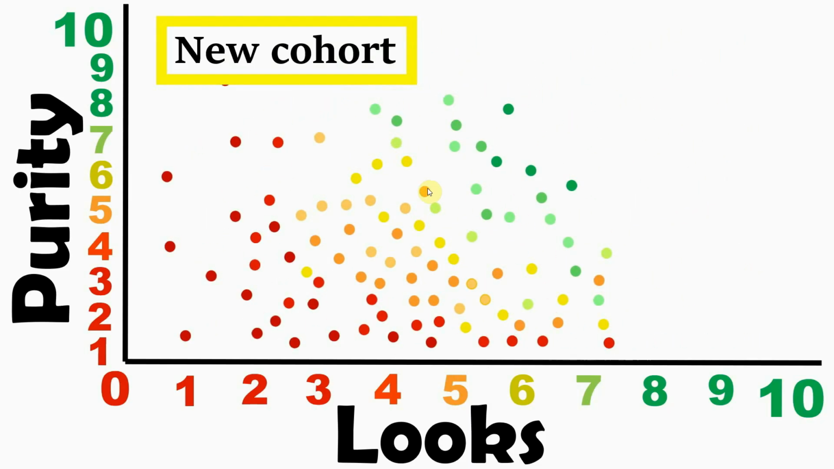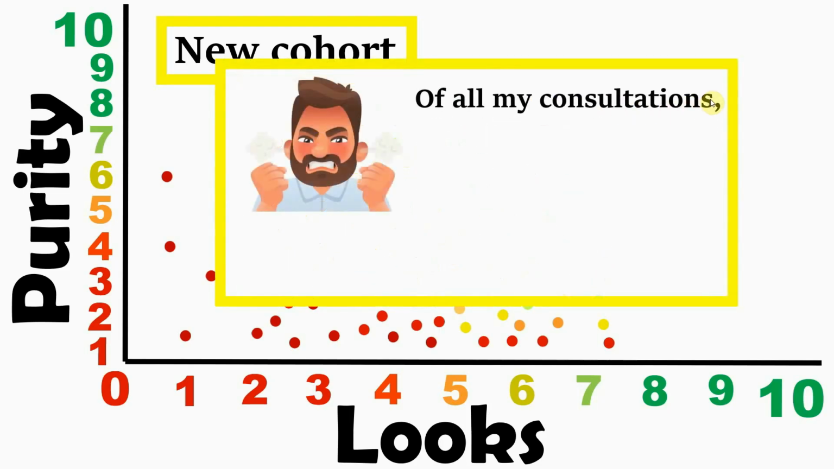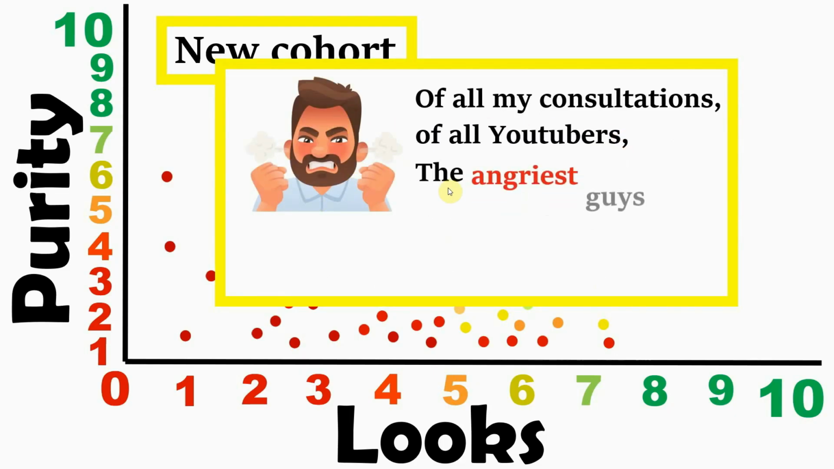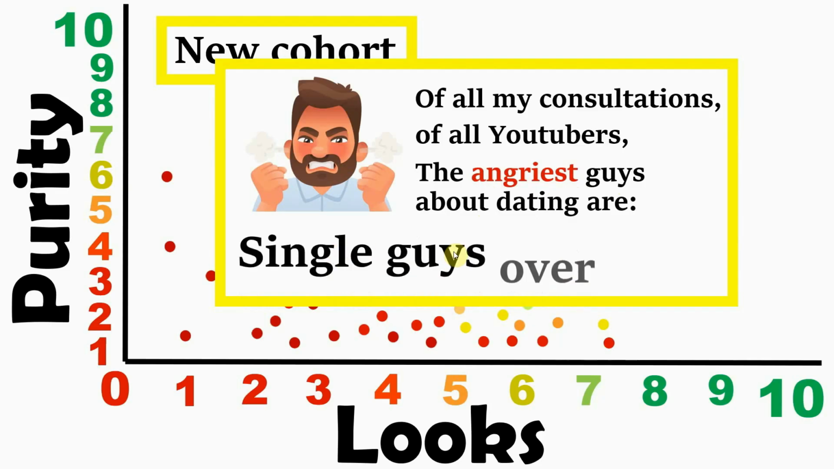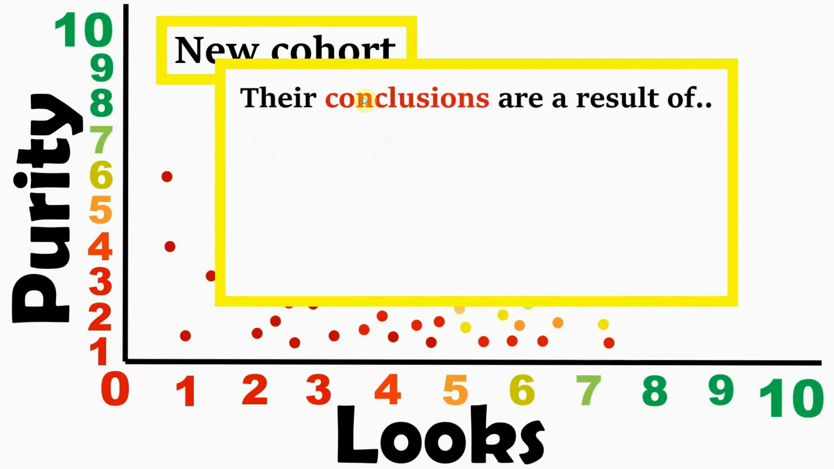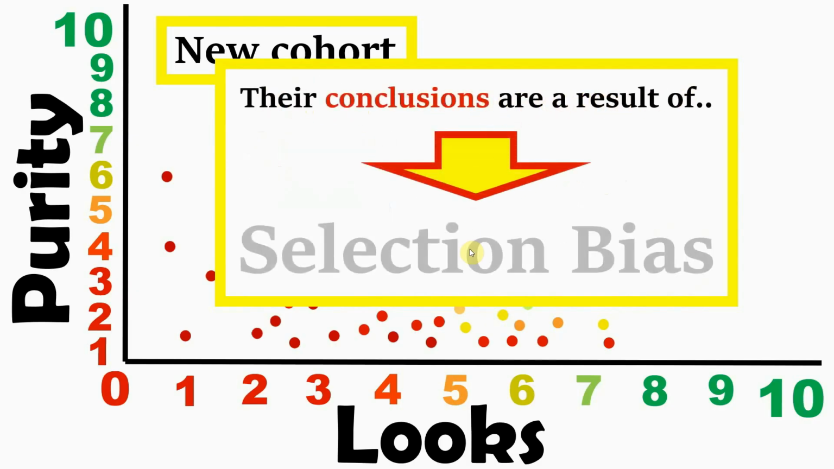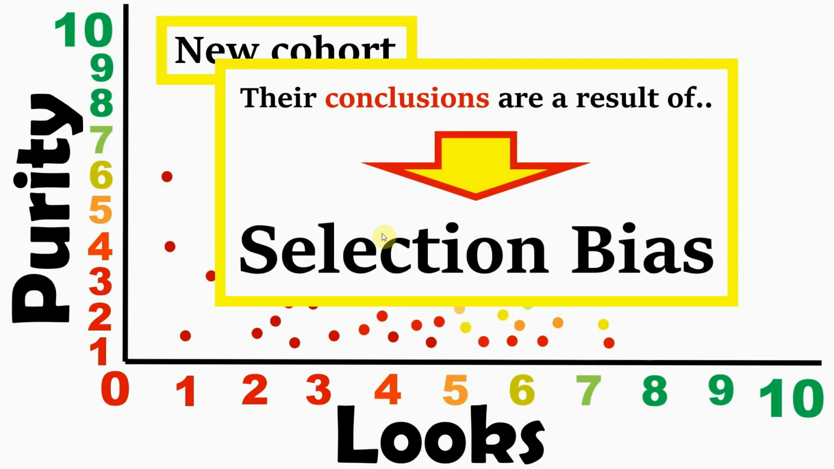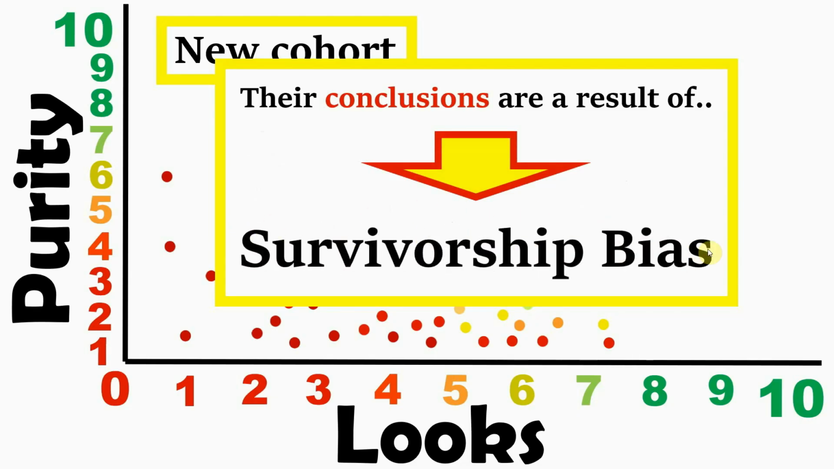I think this explains why, out of all the men I've ever had consultations with, of all the guys I've seen on YouTube complaining about dating, the angriest and most bitter people are the single guys over 30. These are the ones who complain the most about single mothers looking for a provider to take care of their child. These are the guys who also tell young men to quit dating altogether because it's not worth it. But what these guys don't see is that their conclusions are largely at fault of their own selection bias. The more specific term for this type of selection bias is called survivorship bias. You can research more on your own for this if you're interested.